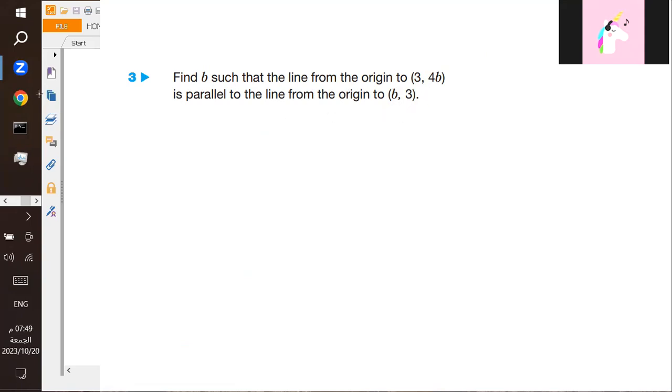Now, what's the meaning of origin? The origin is the point 0, 0, okay? If you have the axes, the x and the y, like this, the origin is this point here, the 0, 0 point. It means when you work with it, you're going to use the 0, 0 point. So the origin point will be 0, comma 0. So the line from the origin to this point is parallel to the line from the origin to this point.